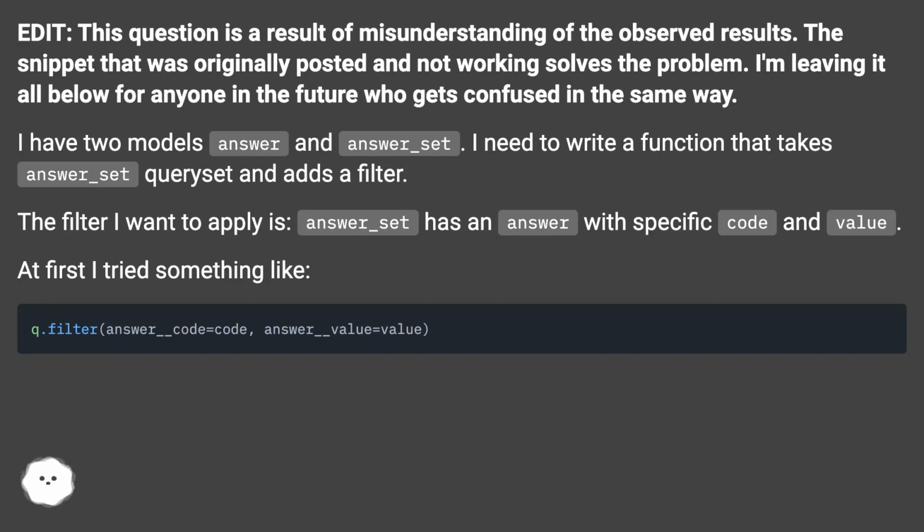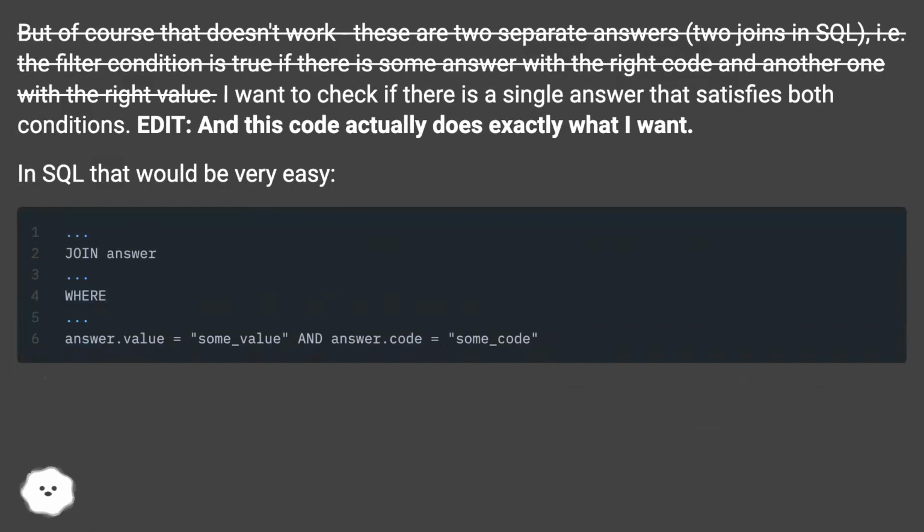I have two models, answer and answer_set. I need to write a function that takes answer_set queryset and adds a filter. The filter I want to apply is answer_set has an answer with specific code and value. At first I tried something like that, but of course that doesn't work.